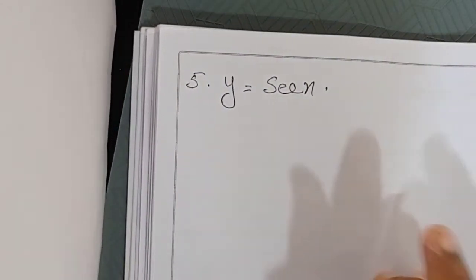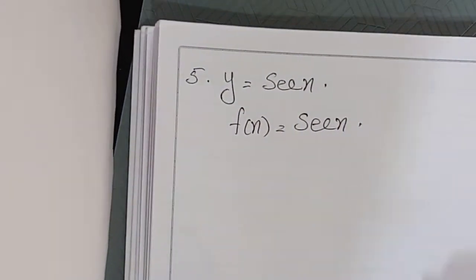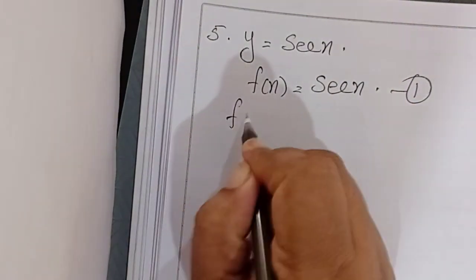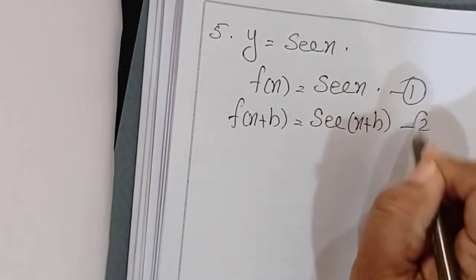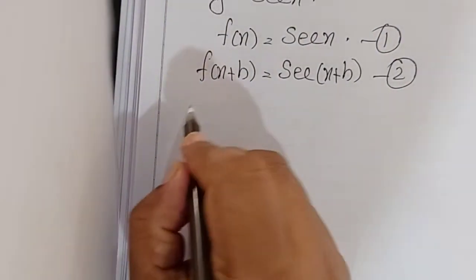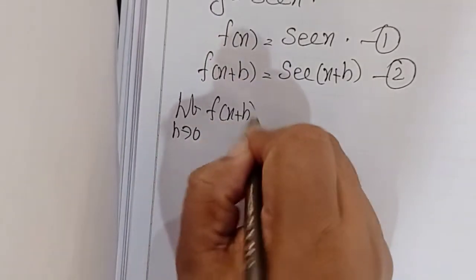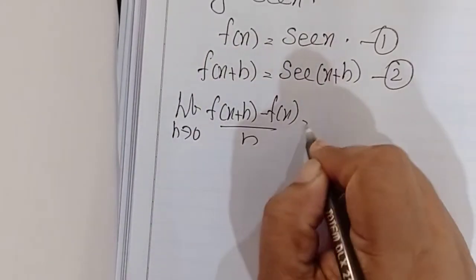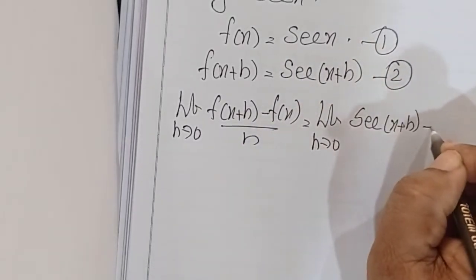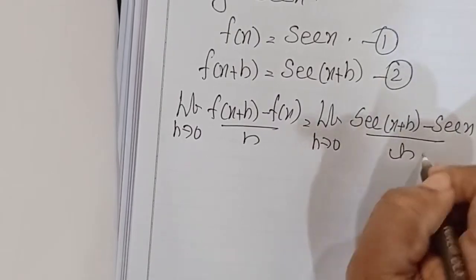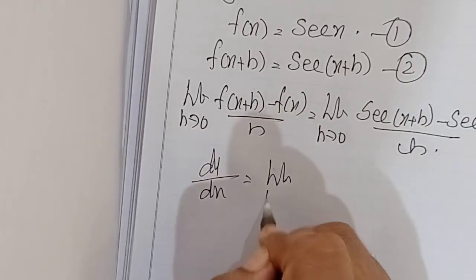Right, the fifth one, y equal to sec x. f of x equal to sec x, equation 1. f of x plus h is equal to sec (x plus h), equation 2. Equation 2 minus equation 1, applying limit also, limit h tends to 0 f of x plus h minus f of x by h is limit h tends to 0 sec (x plus h) minus sec x the whole by h. That is dy by dx is equal to limit h tends to 0.